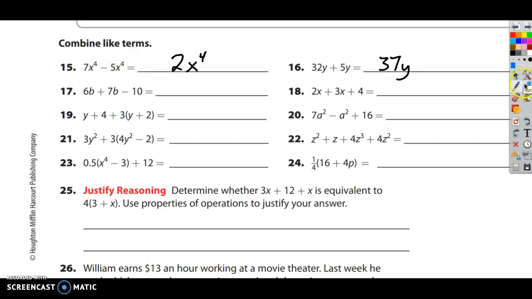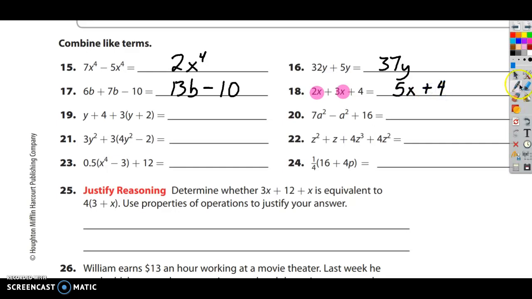Number 17, do you notice that we've got 6b and 7b, which means we get to add those up. We don't then get to subtract 10 because there's no b there. So 6b and 7b is 13b, and then we subtract 10. And the reason why we can't subtract 10 is because I can't subtract 10 from 13b. They have to be the same variable. Number 18, I've got 2x and 3x, but I can't add the 4. So 2x plus 3x is 5x plus 4.